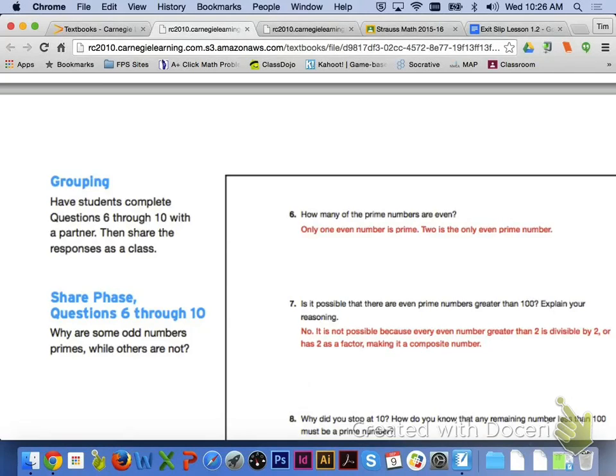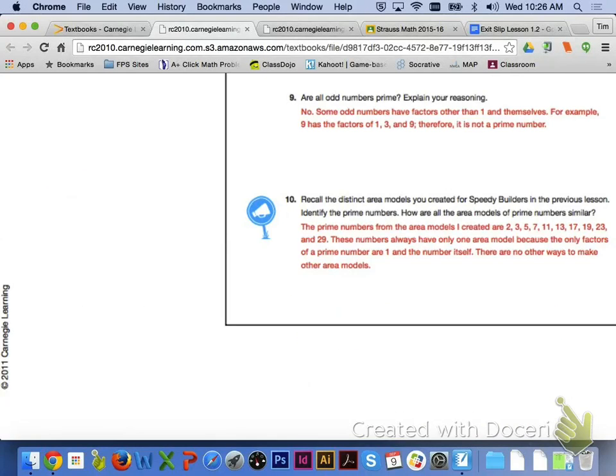Number 7, no, it is not possible because every even number greater than 2 is going to be divisible by 2 or has 2 as a factor, and that would make it a composite number. Number 9, no. All odd numbers are not going to be prime because some odd numbers have factors other than 1 and themselves. For example, the number 9 has factors 1, 3, and 9. Therefore, it would not be a prime number. If you think about the number 15, 1, 3, 5, 15, that would make it a composite number as well. So no for number 9.